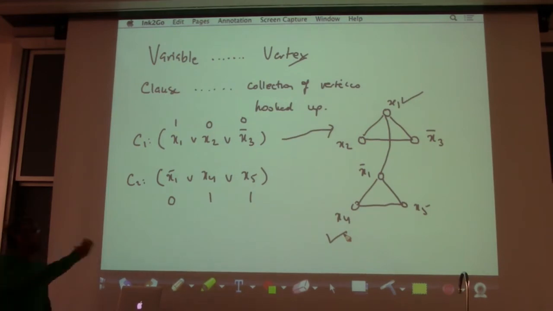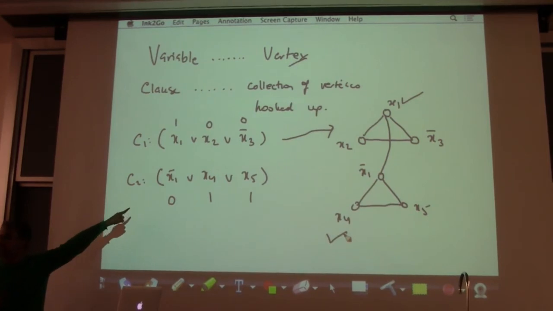We want to claim that this always works. But if there's an edge between x1 and x4, how do you make sure? Why would there be an edge between x1 and x4? Remember the construction. We only have edges between things in the same clause, or if it's the same variable, it's just complementary. And x1 in clause 1 and x4 in clause 2 will never be connected by an edge, by construction.